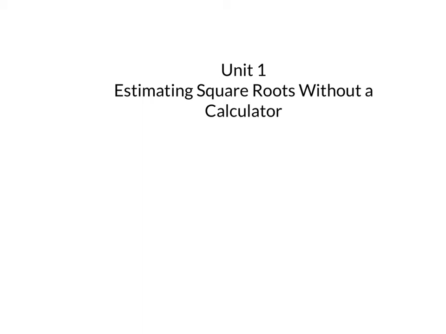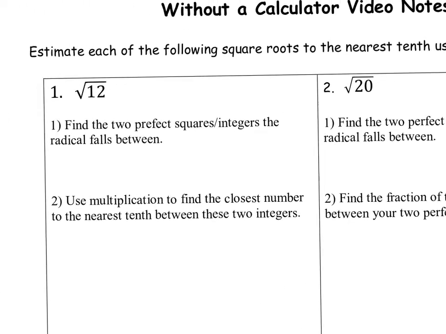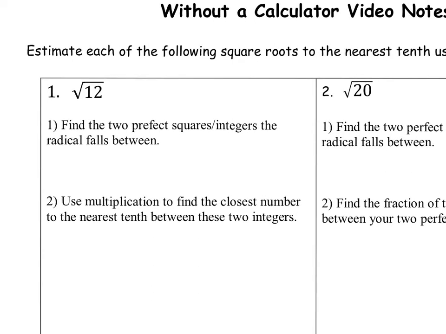Hi guys, tonight we're going to continue with estimating square roots, but this time we're going to estimate square roots to the nearest tenth, or the nearest decimal point, one place after the other. So before we were looking at, let's take a look at the square root of 12. So we want to find out what the square root of 12 is to the nearest tenth.